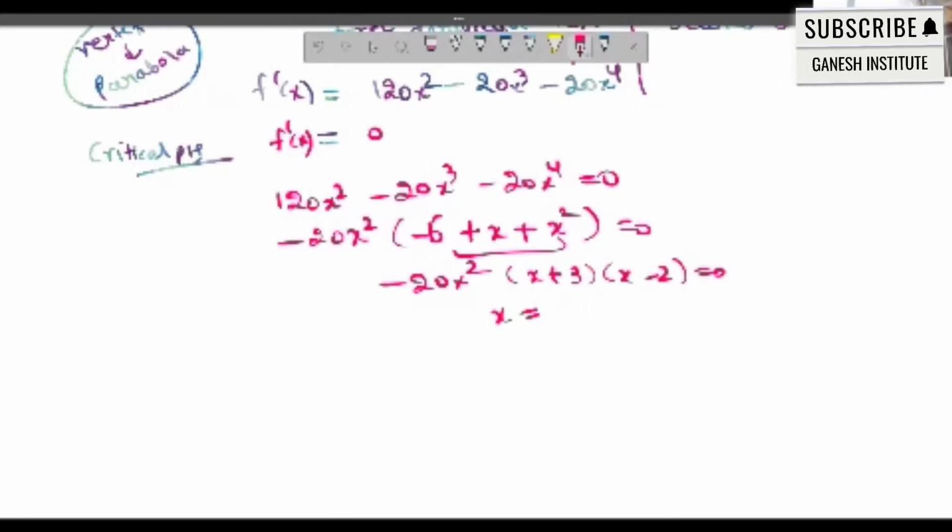So x is equal to either 2 or x is equal to minus 3 or x equals 0. Oh yeah, yeah, x equals.